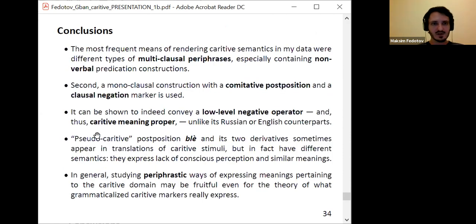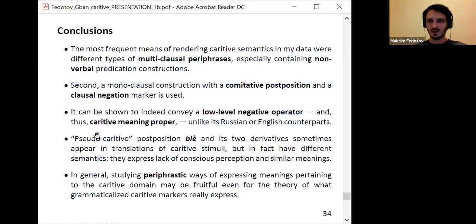Thank you. These are now my conclusions. So the most frequent means of rendering caritive semantics in my data were multi-clausal periphrases with nonverbal predications. And second, a monoclausal construction with a commutative postposition and a clausal negation marker was used. And importantly, the latter can be shown to indeed convey a low-level negative operator, just as normal caritive markers do, and unlike its literal Russian or English counterparts with negation and commutative. So this pseudo-caritive postposition ble and its relatives do not actually express caritive, but some related meaning with a lack of conscious perception.